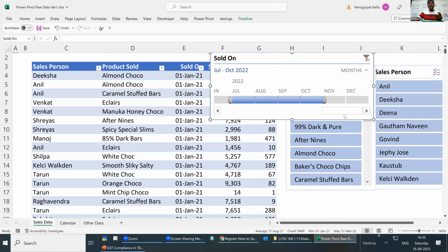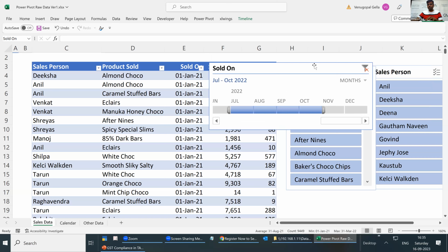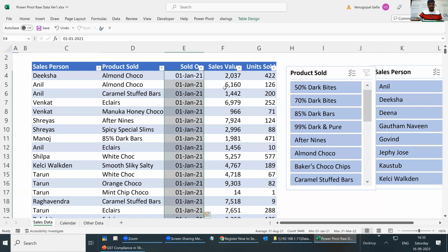I'll explain this in the pivot table data modeling. So you got a fair idea of slicers. Slicers are a quick, shorter report. Instead of a pivot table, I'll do this.